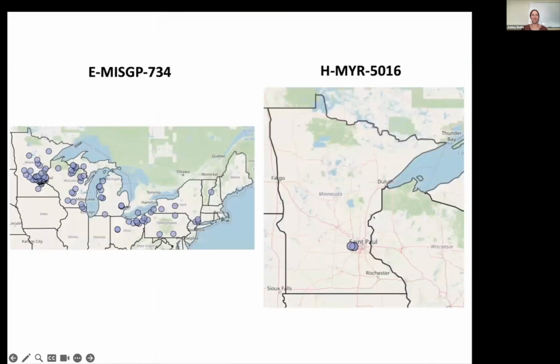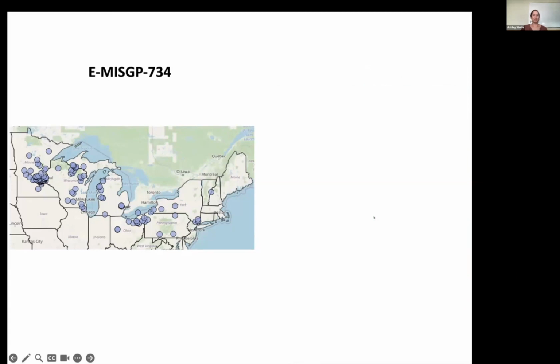So there's two really good examples. Ray actually did touch on these examples of genotypes that we know something about and are a good baseline for what happens when we see them in your lake. There's that widespread Eurasian strain that Ray was talking about a lot, E-Misgip 734, and then the North Arm strain HMYR 5016. The E-Misgip 734 strain is very widespread, not only in Minnesota, but across multiple states. It's found in over 100, I think around 103 lakes.